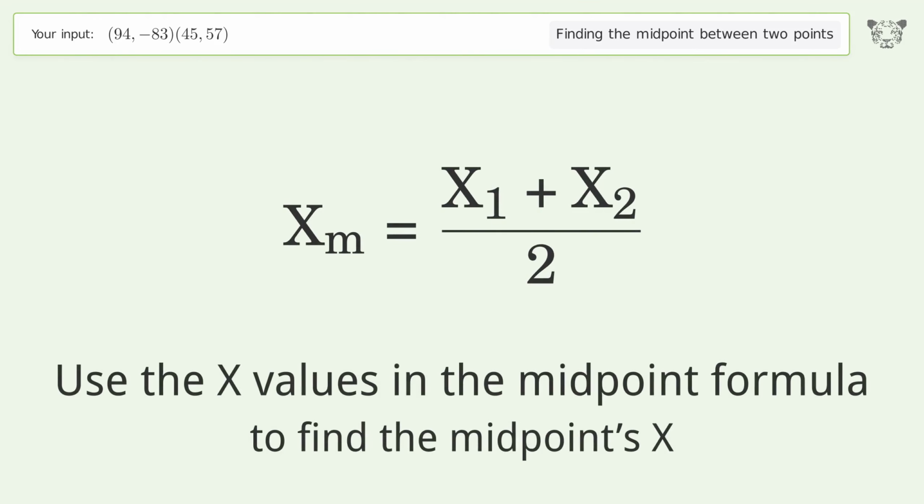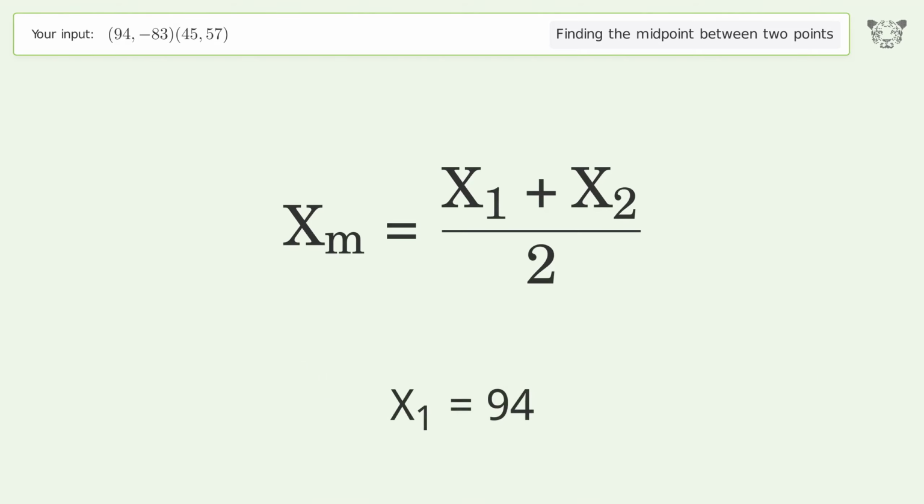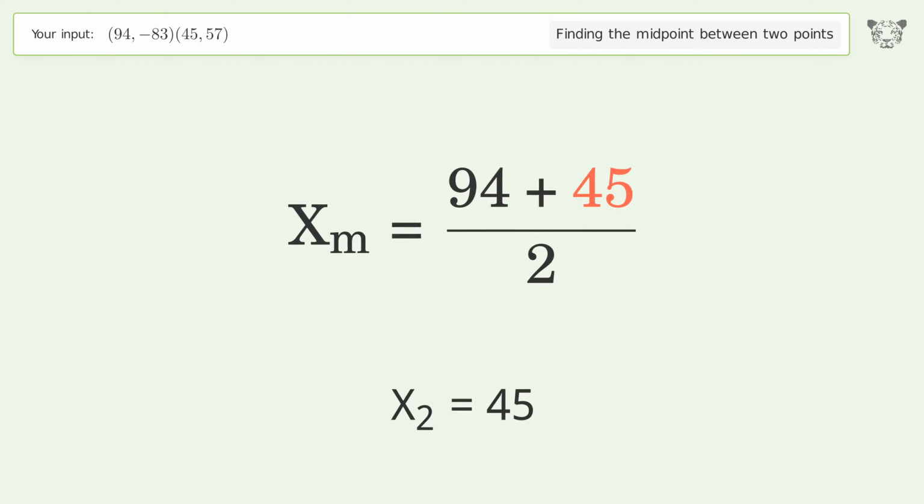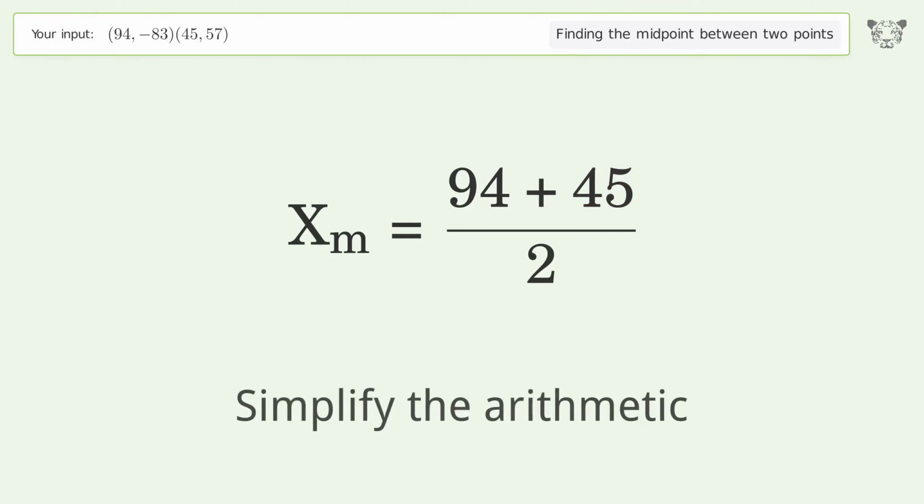Use the x values in the midpoint formula to find the midpoint's x. x1 equals 94. x2 equals 45. Simplify the arithmetic.